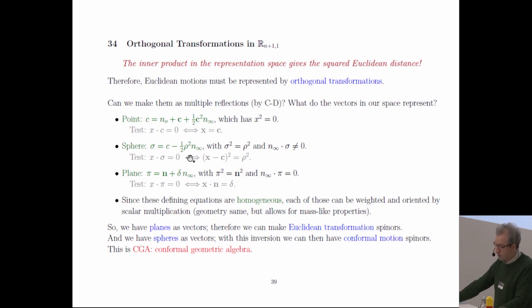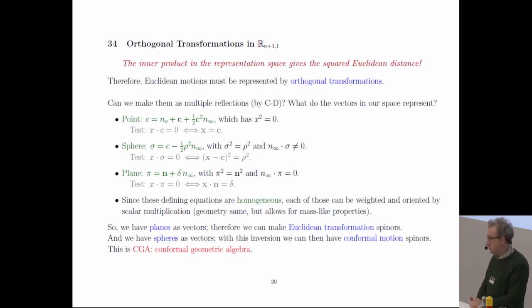vectors. If I have a plane and I resolve the same equation, of asking when a point has a dot product of 0 with this element, then I find that that's a plane. So this is a space in which the basis vectors are points, planes, and spheres.